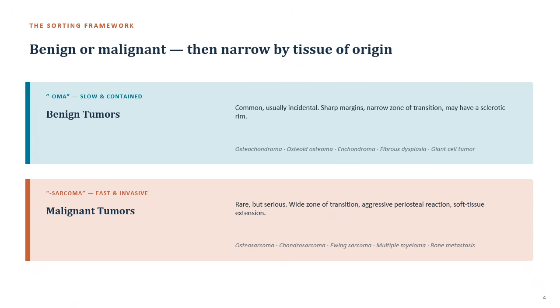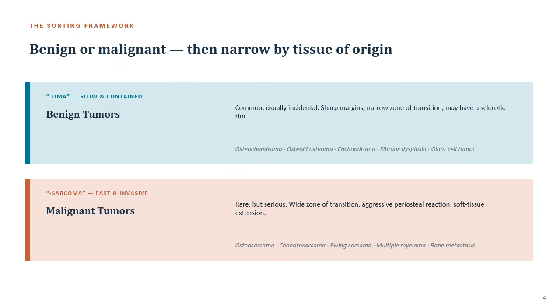So as we've done every week so far, we're going to first try and sort things out and give ourselves some buckets to place these tumors into. So the first sorting we're going to begin with is, is it benign or is it malignant? Benign tumors, we already stated, are going to carry the suffix oma, so that's going to be our oma group. They are common. Usually with these type of tumors, it's going to be an incidental finding. They're going to have very sharp margins, and there's also a narrow zone of transition.